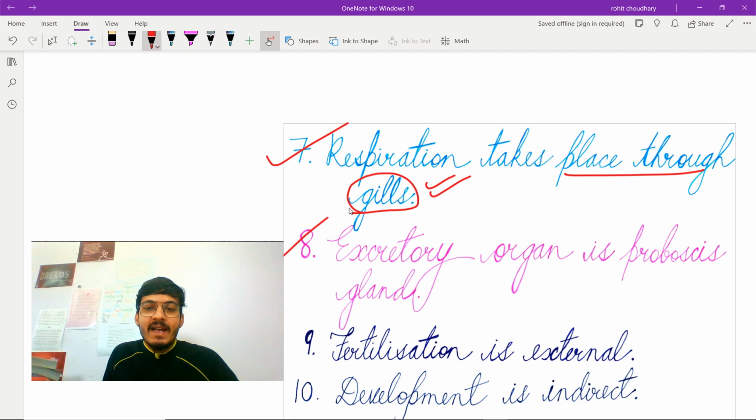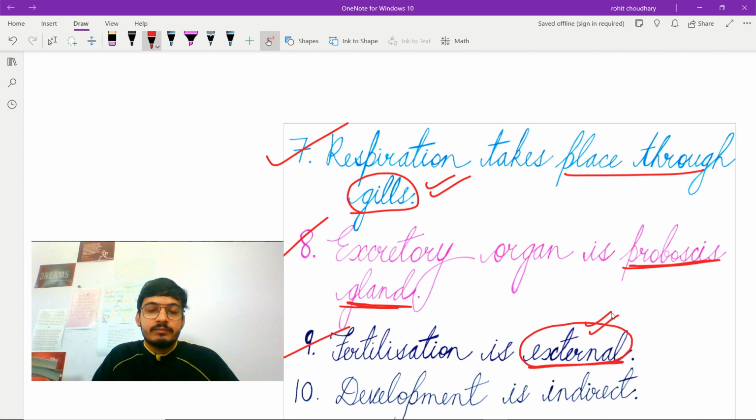The next feature is the excretory organ is proboscis gland. Proboscis gland, as we have studied just now, is present on the anterior side and it will help in excretion. The next is fertilization, and the fertilization is external, that means outside the body in the water. The next is development is indirect. Whenever there is indirect development, it should instantly pop up into your mind that larval stages will be involved.